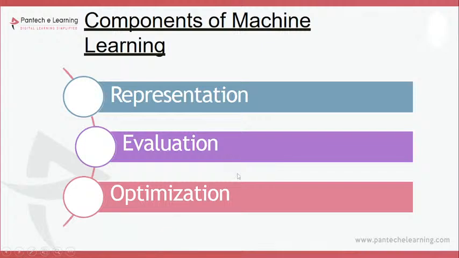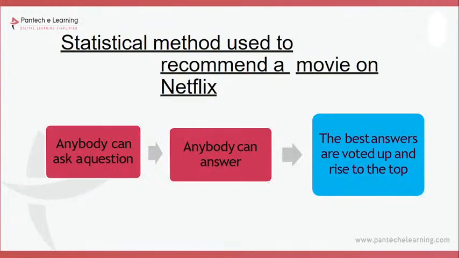Next, a statistical method used to recommend a movie. For example, anybody can ask any question and anybody can answer. The better answers are voted up and rise to the top. On Netflix, for one movie, anybody can give a positive or negative response. Some members are positive, some negative. If the best answers are positive, the recommendation system votes it up as highly rated. If negative, it is low rated. So the highest positively rated movie is recommended at the top of the recommendation system.